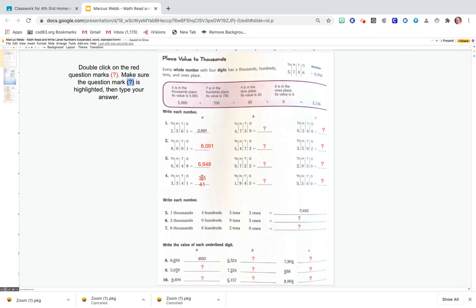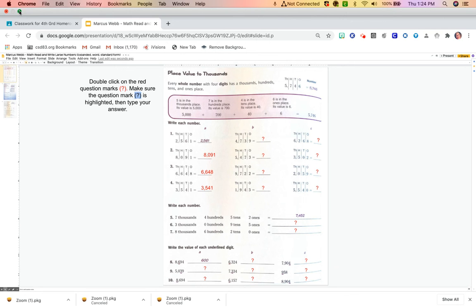If you want to leave your numbers like that, it's okay. I'm just getting you used to typing. If it bothers you, you can drag this to the right and it spreads it out for you. Okay? 3,541.